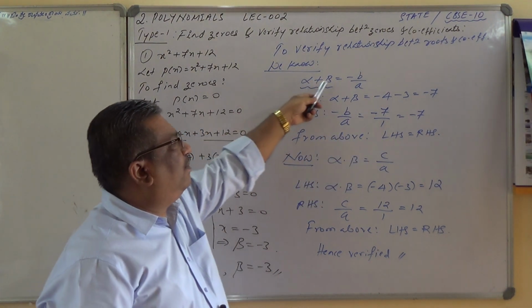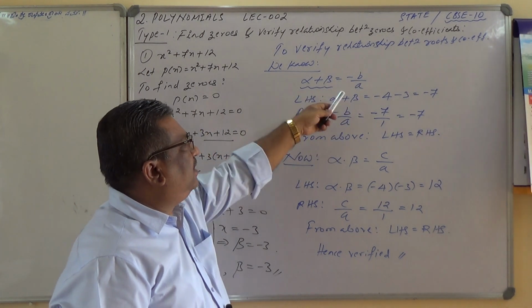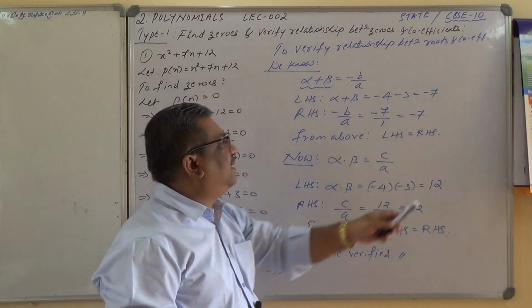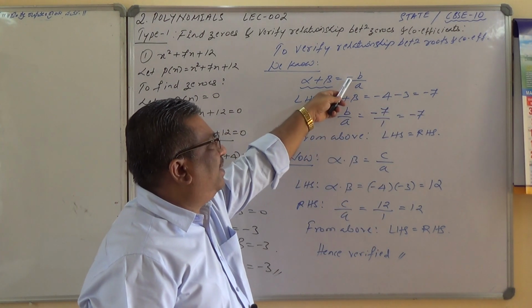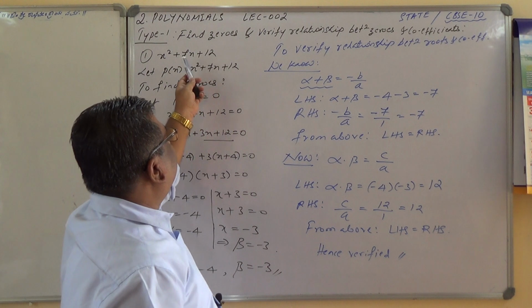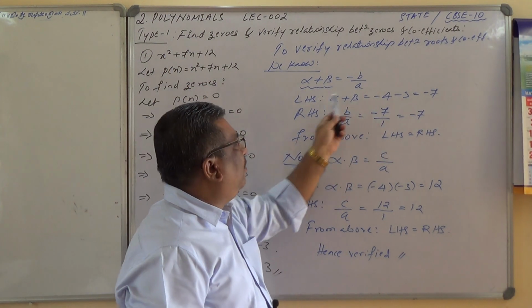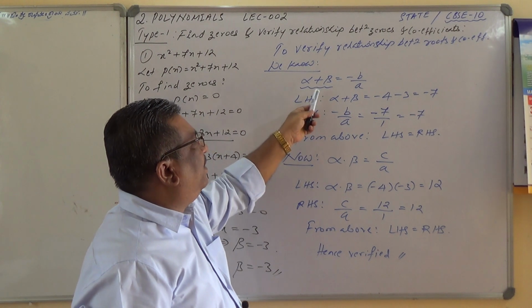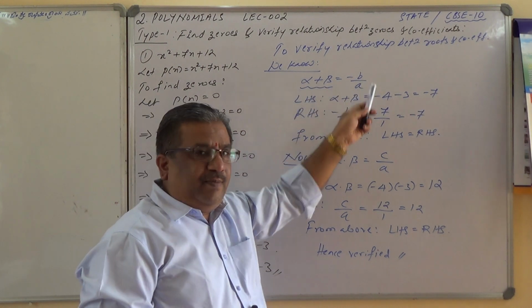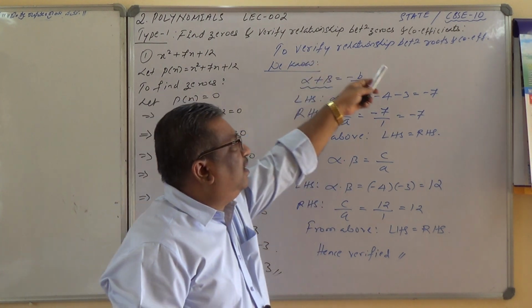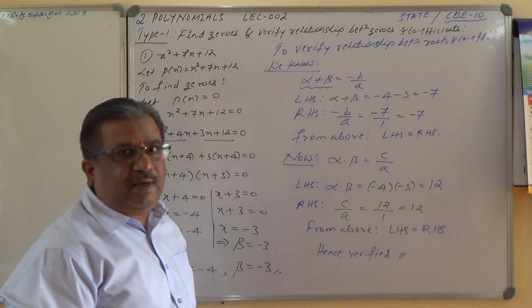See here, alpha plus beta is equal to minus b by a. LHS of this equation is alpha plus beta. I have substituted the values to get minus 7, and RHS is the coefficients, basically minus b by a. Coefficients are b is 7, a is 1, minus b by a is minus 7. So both LHS and RHS are equal. That means the sum of zeros is equal to minus b by a and the product of zeros is equal to c by a. Hence the relationship between the coefficients and roots is verified. This is how we can write it.